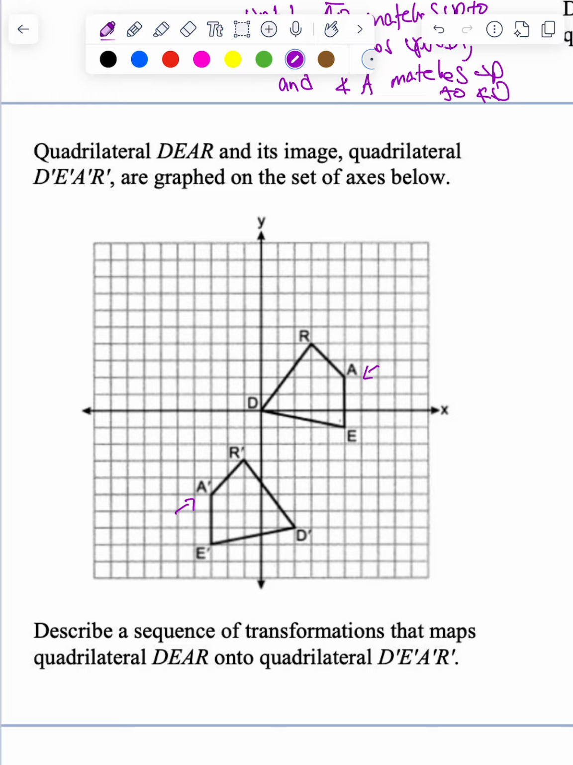1, 2, 3. 1, 2, 3, 4, 5. D stays in the same spot because it's already on the y-axis. 1, 2, 3, 4, 5.